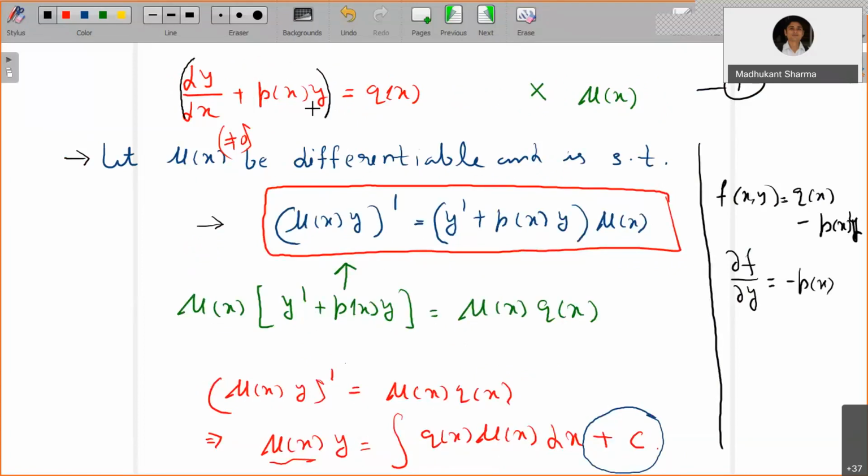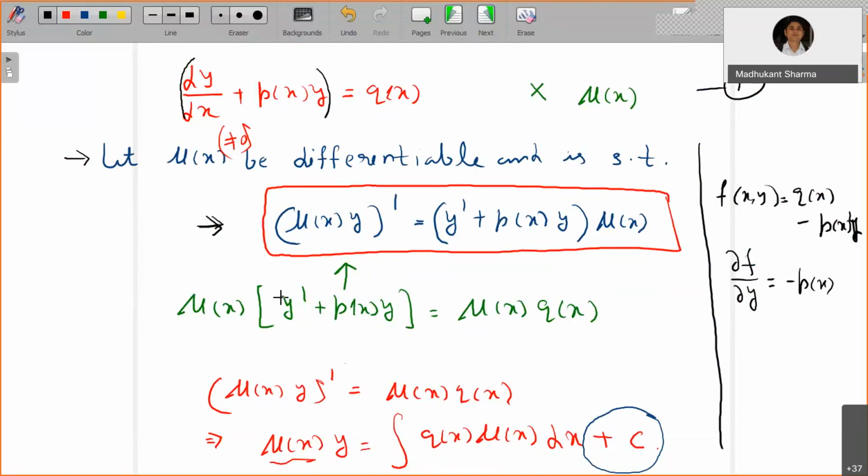So certainly you require an integrating factor, some factor through which you multiply, and then in the resulting equation this may take a shape. That is what we are trying to have. Now, suppose this happens, suppose all these things are true.